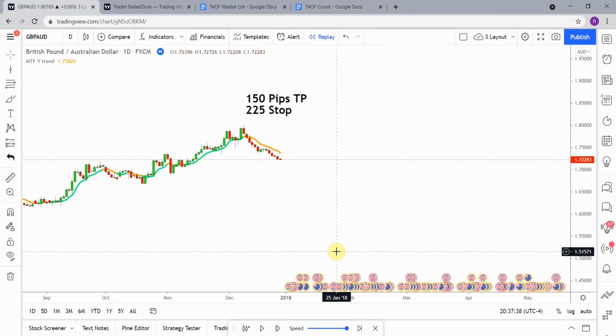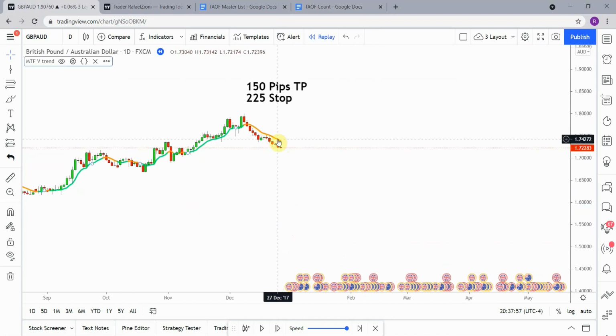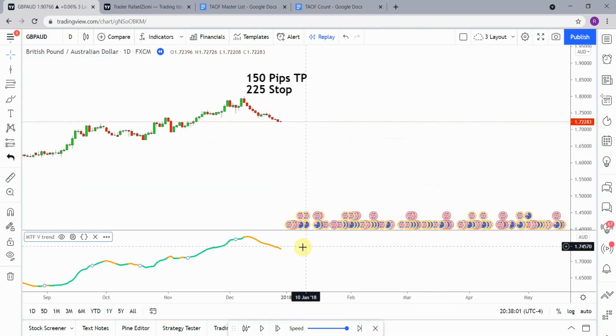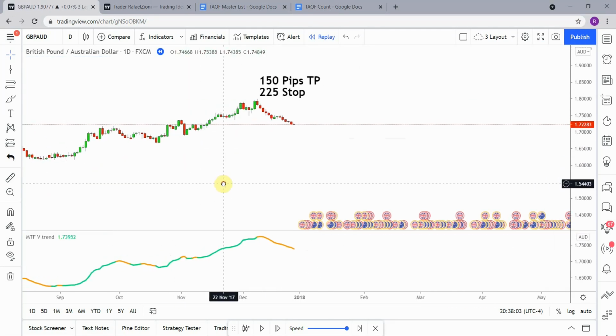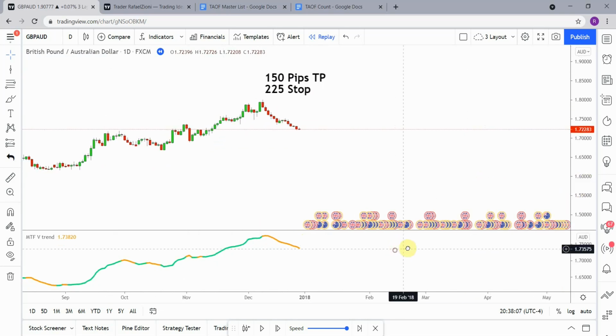Alright, as I said, today's indicator is the MTF V trend indicator. Now the MTF generally stands for multi-time frame. In this case, that is what it stands for, but you can see the V trend indicator here on screen. What I will do actually is go ahead and drop it to a new pane down below. Most viewers, if you are a regular viewer, have seen me do this before.